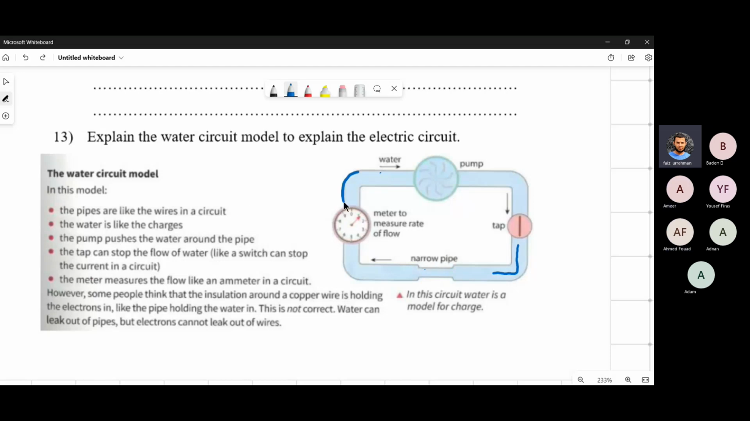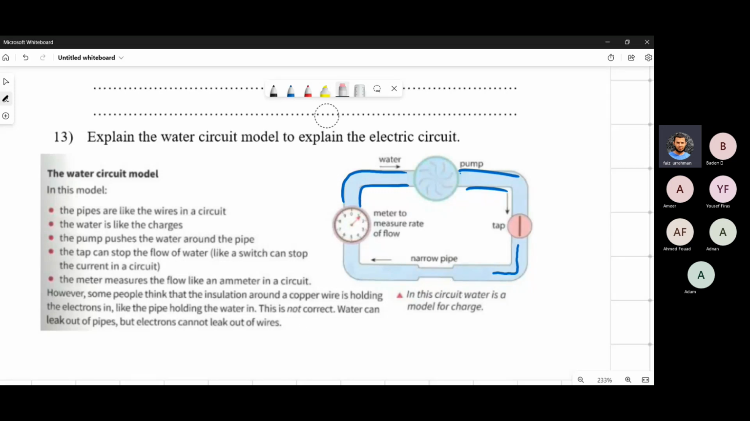These are the pipes, everywhere. And now the water is like the charges. The pump pushes the water around the pipe. The tap can stop the water like a switch can stop the current. The meter measures the flow like an ammeter in a circuit. However, some people think that the insulation around a copper wire is holding the electrons in, like the pipe holding the water in. This is not correct. Water can leak out of pipes, but electrons cannot leak out of wire.